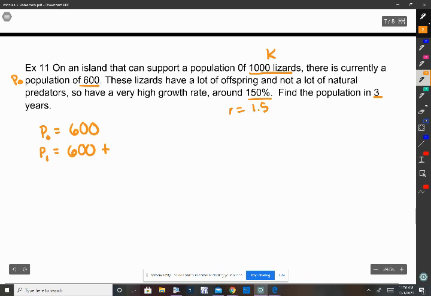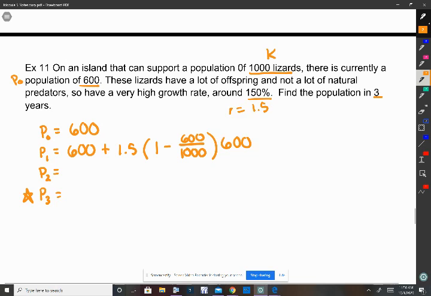Plus your rate, which is 1.5. And then it's 1 minus 600 over 1,000 times 600. And we just plug it into our calculator. We'll do it for P sub 2, P sub 3, and we're just going to keep putting our values in. Really, this is what we want, but I have to find the other two before I get there.